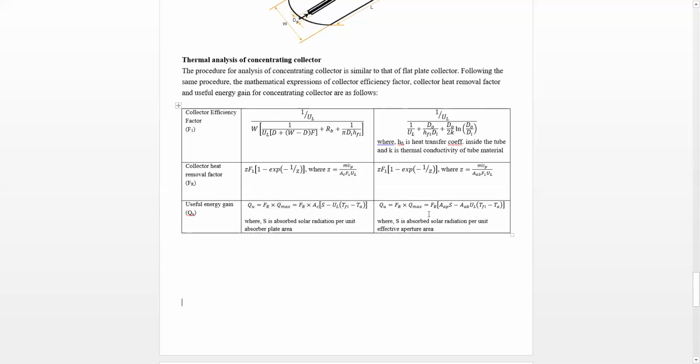Now, in the case of the concentrating collector, this expression is again FR into Qmax, where FR is this. Inside this parameter, there is a slight difference. AAP is the effective aperture area. AAB is the absorber surface area. Here S is the solar radiation absorbed per unit absorber plate area, whereas in the concentrating collector S is the absorbed solar radiation per unit effective aperture area.